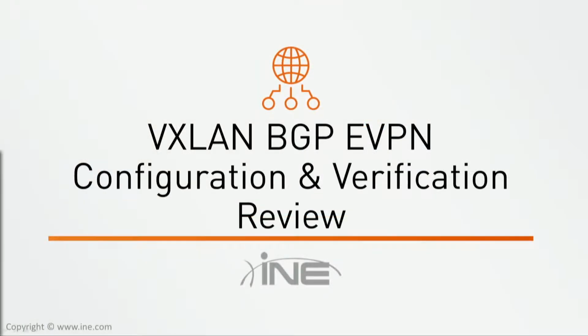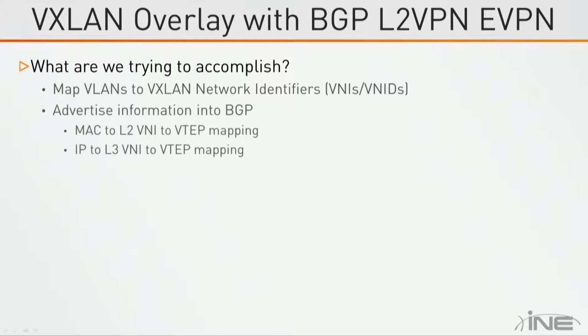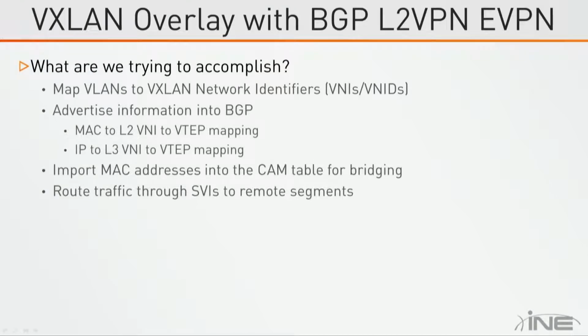Now, the ultimate goal that we're trying to accomplish here is that instead of simply receiving the traffic in from the end host and then just broadcasting it out to the fabric in the middle, we're trying to use BGP as an active mechanism to map two things together. Okay, the MAC address to the VXLAN tunnel endpoint, and then the IP address to the VXLAN tunnel endpoint.